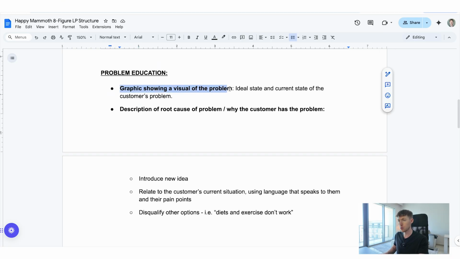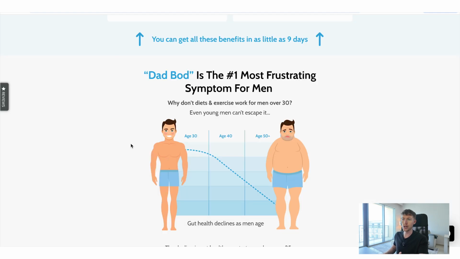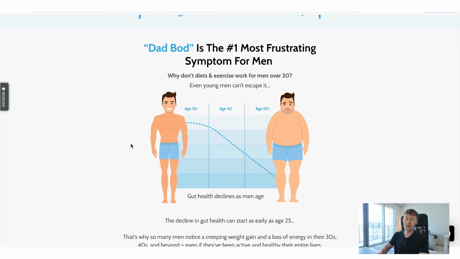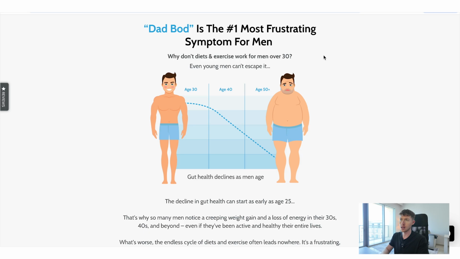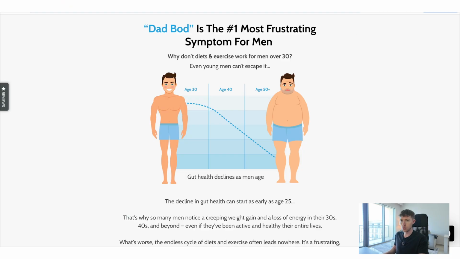So they educate customers on the reason why they have the problem in the first place. The first thing is a graphic showing the visual of the problem to get a shocking hook into this section, because with a landing page, every time we have a line of text or an image, the whole goal of that is just to keep people reading, right? To get people to read the next line or the next section. Otherwise, we're going to lose them, right? So this needs to be somewhat of a graphic visual.